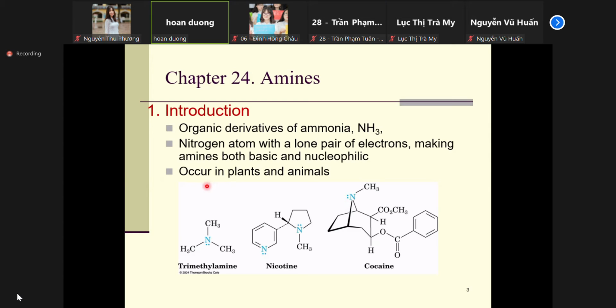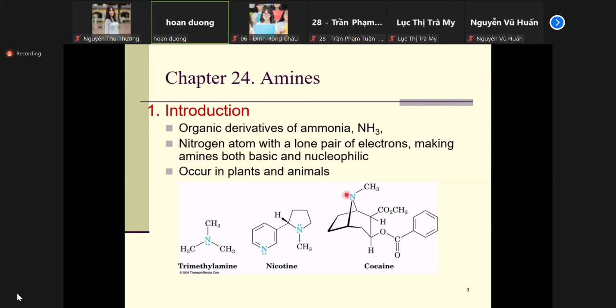In nature, amines occur a lot in plants and animals. Because every day you have to eat plants and animals, actually you get amines. We have a specific kind of amine, which we will talk about later on, the amino acid. Here you can see some natural products. You can see nicotine and cocaine, and cocaine is very famous, right? In cocaine you can see the nitrogen is still here.